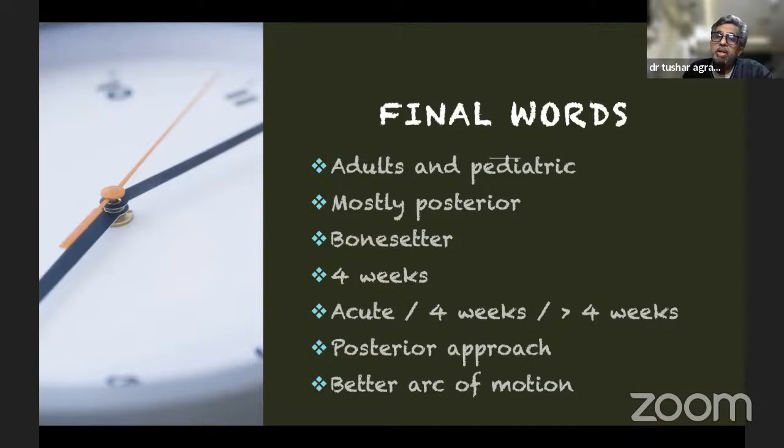If the elbow dislocation is more than 4 weeks old, then you will require to do a VY plasty of the triceps. If it's less than 4 weeks old, you may get away without a VY plasty of the triceps. And a posterior approach is the only approach which is described for operating upon neglected elbow dislocation. And we are aiming to get a better arc of motion.